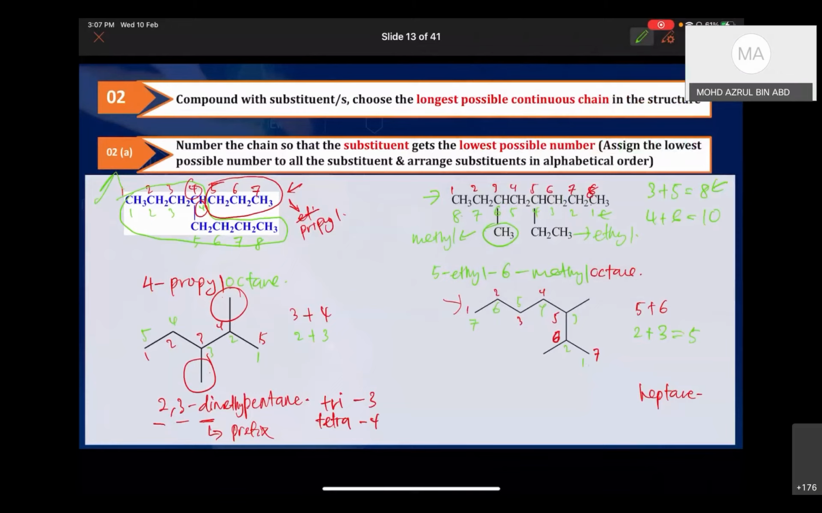Here, the name of this compound, since the substituent attached to the parent chain is methyl, 2 methyl. So which means we need to add what? Di. Yes, di. So we can name it as 2,3-dimethyl heptane. Which means the methyl is attached at carbon number 2 and carbon number 3, and di means that there are 2 methyls as substituents.